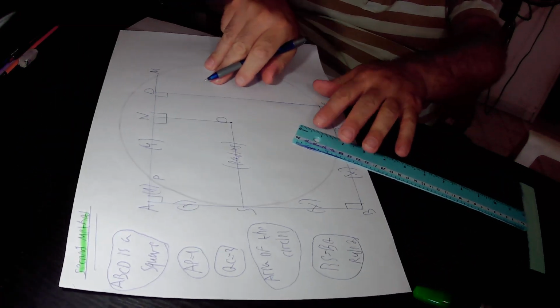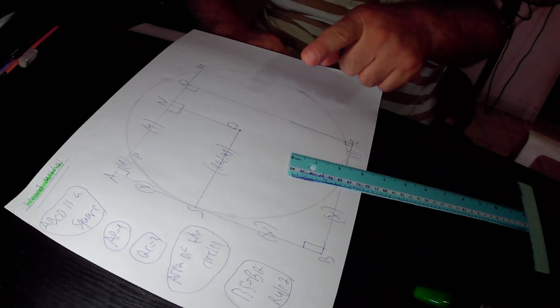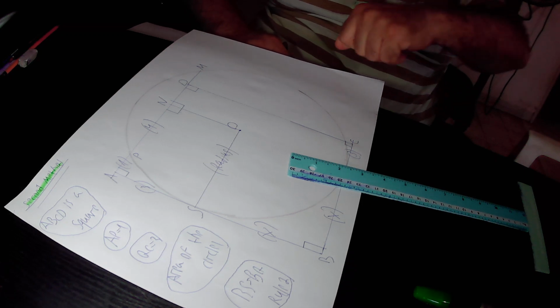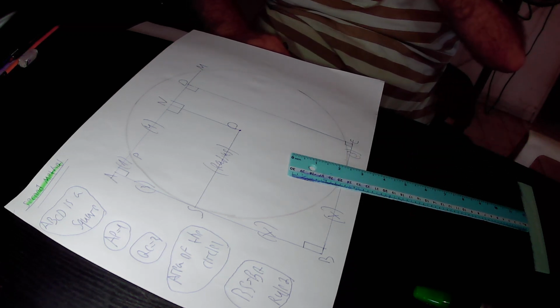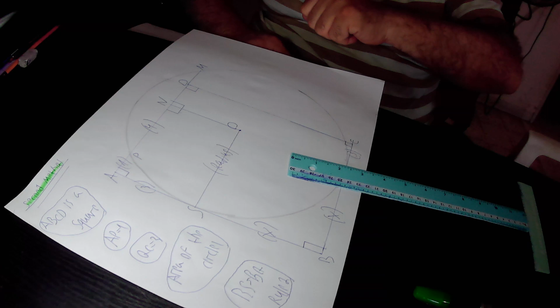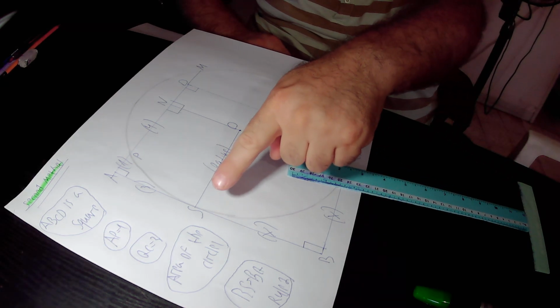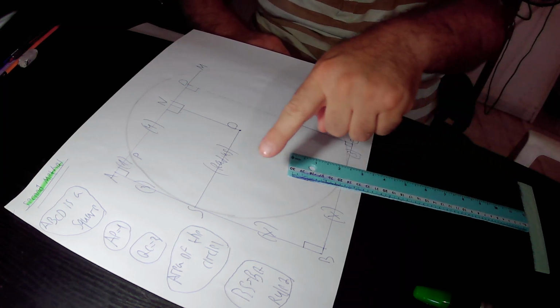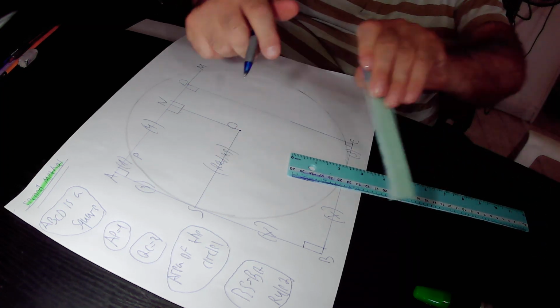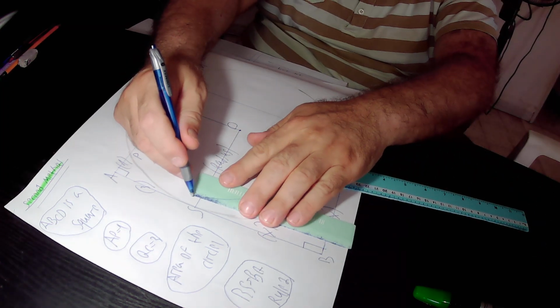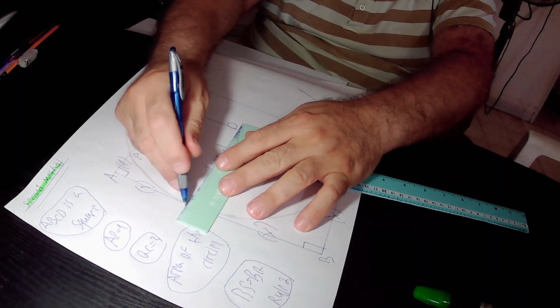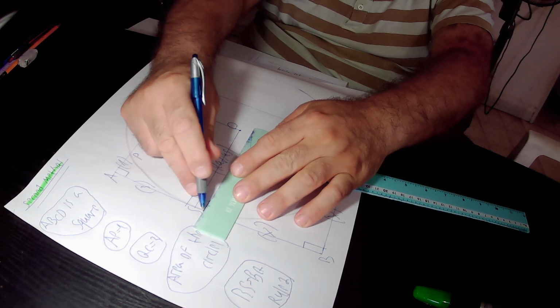Because the radius OS is drawn to point S, that is the point of tangency of tangent AB with this circle, whenever you have a radius that is drawn to the point of tangency, then tangent AB will be perpendicular to the radius SO. If AB is perpendicular to SO, it means that this angle equals 90 degrees, and this angle also equals 90 degrees according to rule 1.